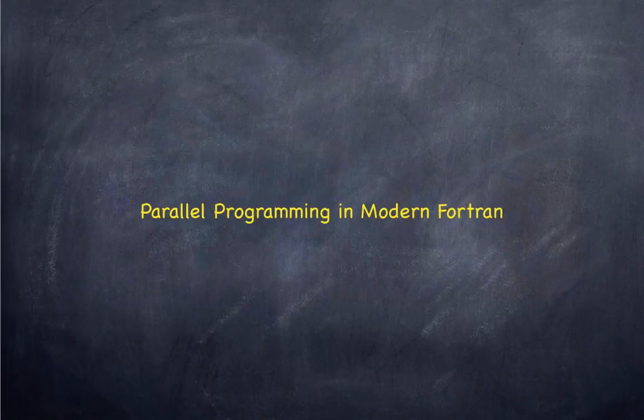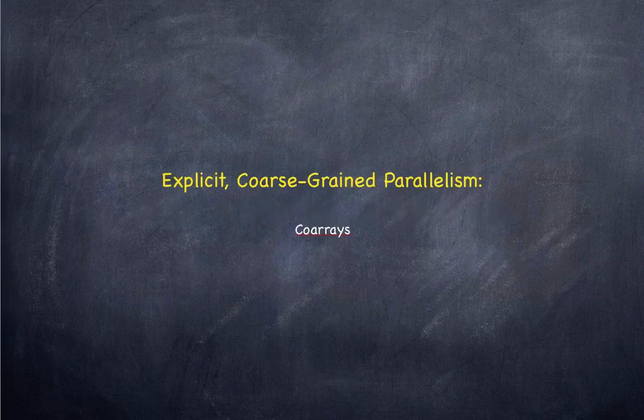Now let's talk about what I think is one of the most exciting features in modern Fortran, which is that Fortran is now the only mainstream scientific programming language that has a parallel programming model built into the language that scales all the way from single socket multi-core chips out to and beyond 100,000 cores on massively parallel supercomputers. The primary parallel programming feature in modern Fortran is called coarrays.